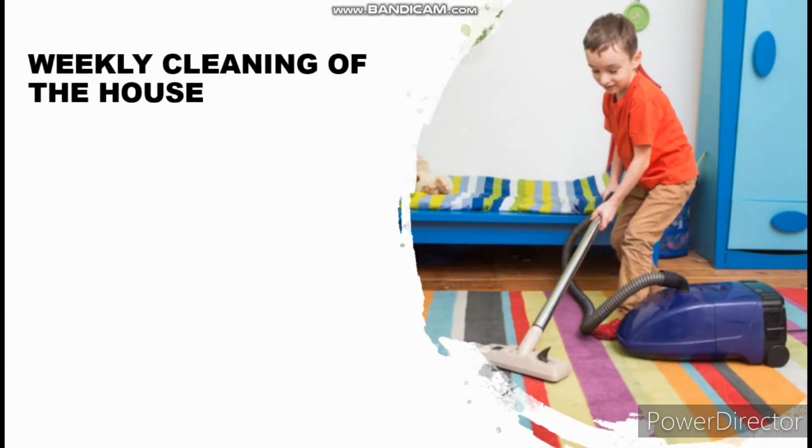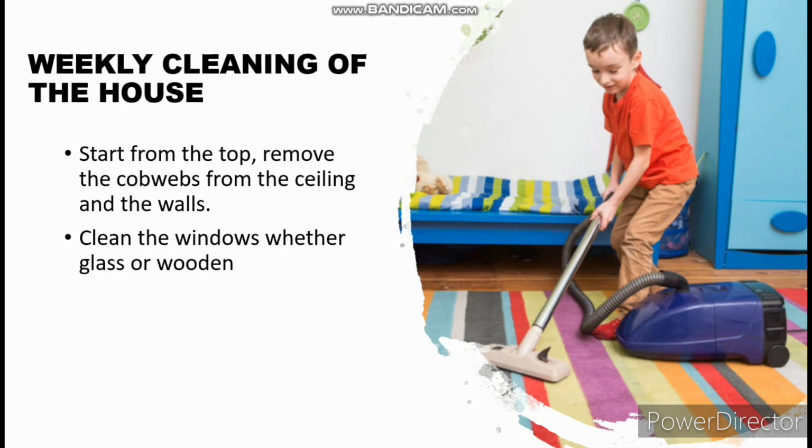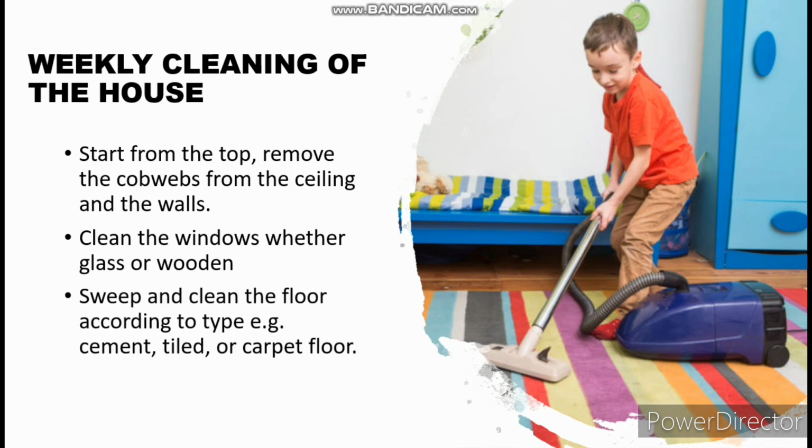Cleaning of the house. What do we do weekly? First, we start from the top. That is, remove the cobwebs from the ceiling and the walls. Two, clean the windows, whether glass or wooden. Sweep and clean the floor according to type.